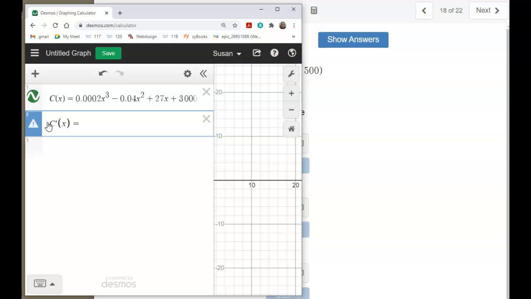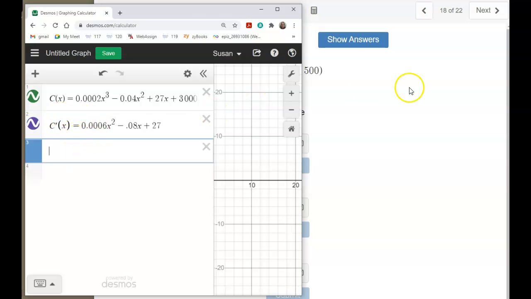is equal to, I've got 3 times 0.0002, so that's 0.0006x to the second power. So I'll expect you to be able to take these derivatives like this, minus 0.04, and you could put 0.04 or 0.08 here, 0.08x plus 27, and the derivative of 3,000, of course, is 0. So there's c prime of x, and it didn't have any problems with that.